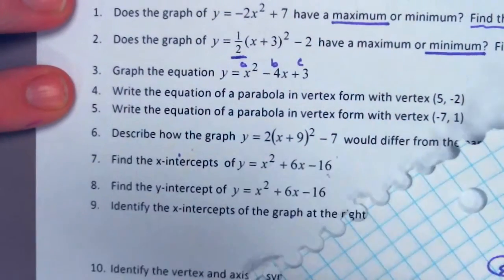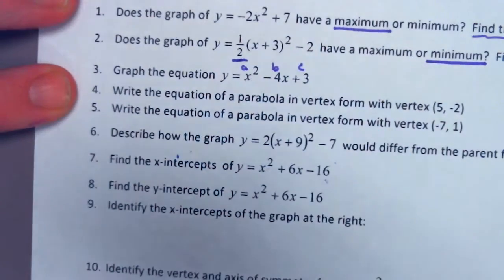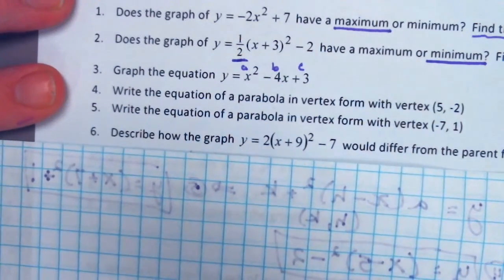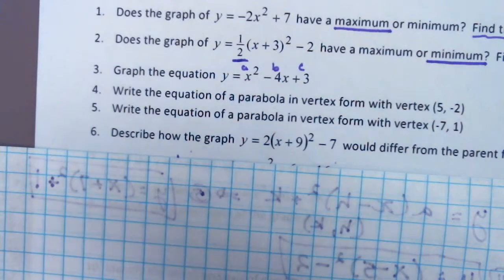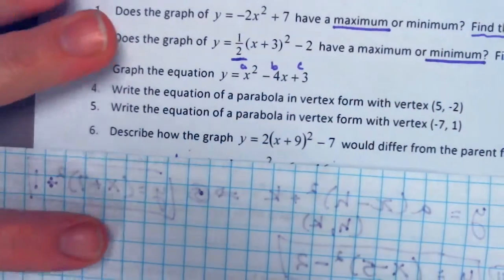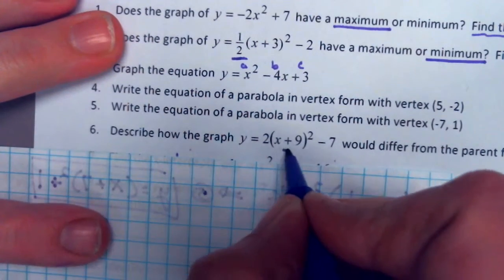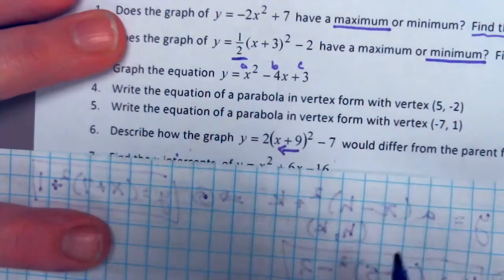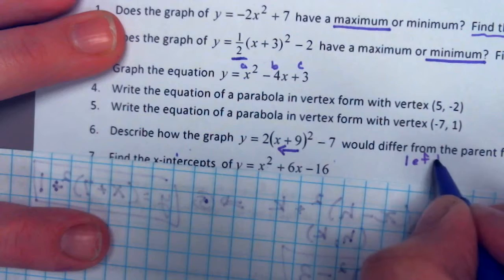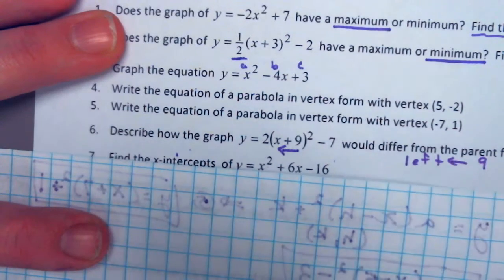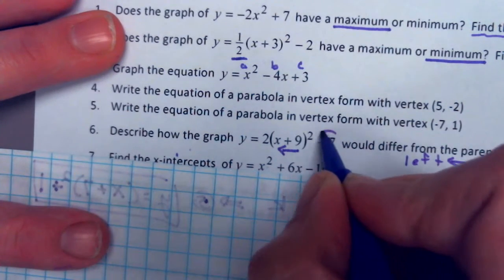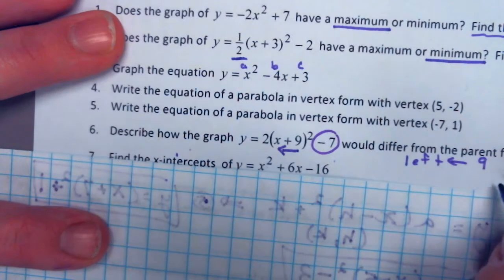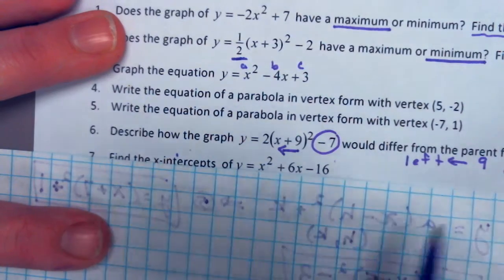Okay, number 6. Describe how the graph of y equals 2 times quantity x plus 9 squared minus 7 would differ from the parent function. Inside lies, so this plus 9 on the inside means it moves back 9. And back 9 is generally considered left 9 units, back to negative 9. And then this negative 7 at the end is what shifts it up or down. So negative 7 would move it down 7.